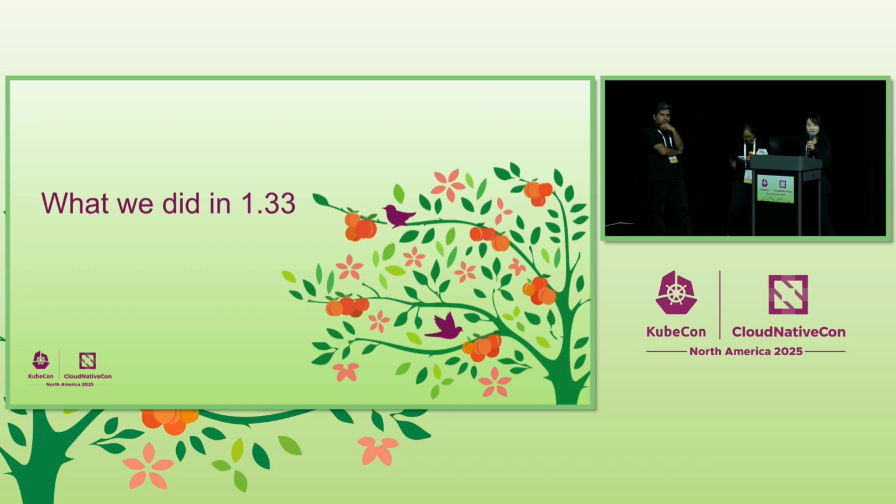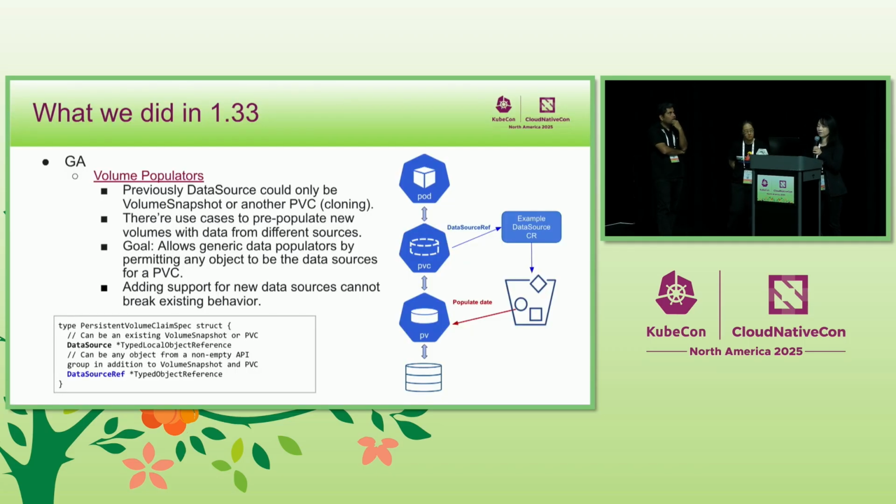Now let me talk about what we did in 1.33 release. The volume populators feature moved to GA in 1.33. Previously, you can create a PVC from a data source that is either a volume snapshot or another PVC. But there are use cases that require us to pre-populate volumes with other data sources.